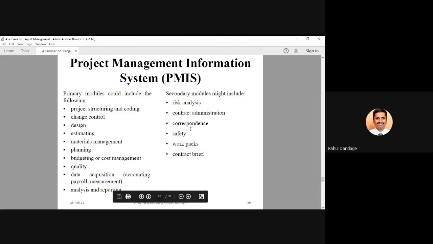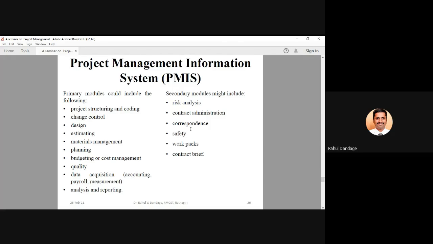So some of the primary modules, not hard and fast, but some primary modules which are an integral part of your project management information system, may be project structuring and coding, change control, design, estimation, material management, planning, budgeting, cost management, quality, data acquisition for accounting, payroll, measurement of performance, etc., analysis and reporting. So these are essential work elements for any project.